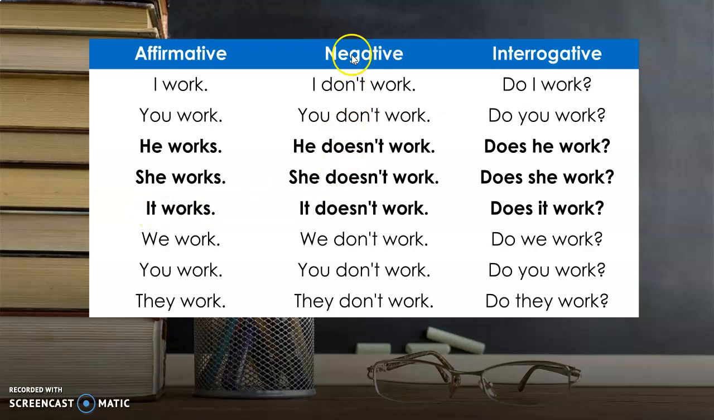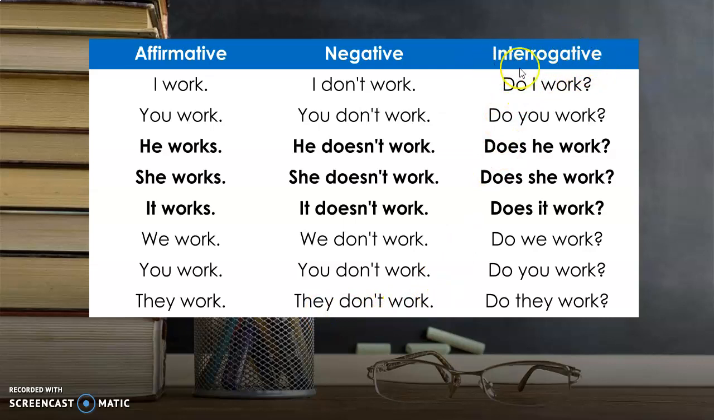Then in negative, we're going to add a don't or a doesn't, like this: I don't work, you don't work, he doesn't work, she doesn't work, it doesn't work, we don't work, you don't work, they don't work.